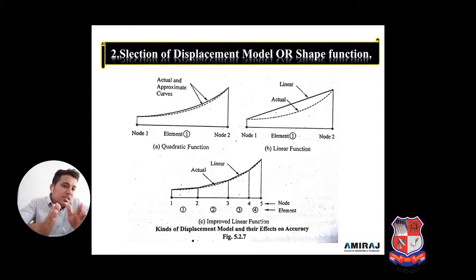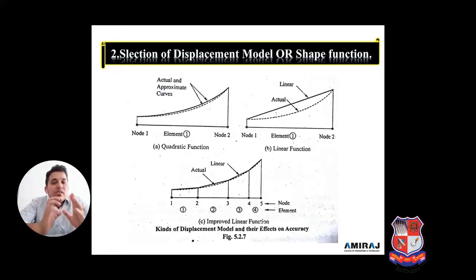Now what is the improved linear function? It is nothing but again applying discretization, meaning the shape function of a particular element. Now we have node number 1 and node number 2, meaning element number 1. Again we divide the same element into another 4 elements. Have you seen in figure C, elements 1, 2, 3 and 4. Due to that we reduce the error between the linear and the actual line.